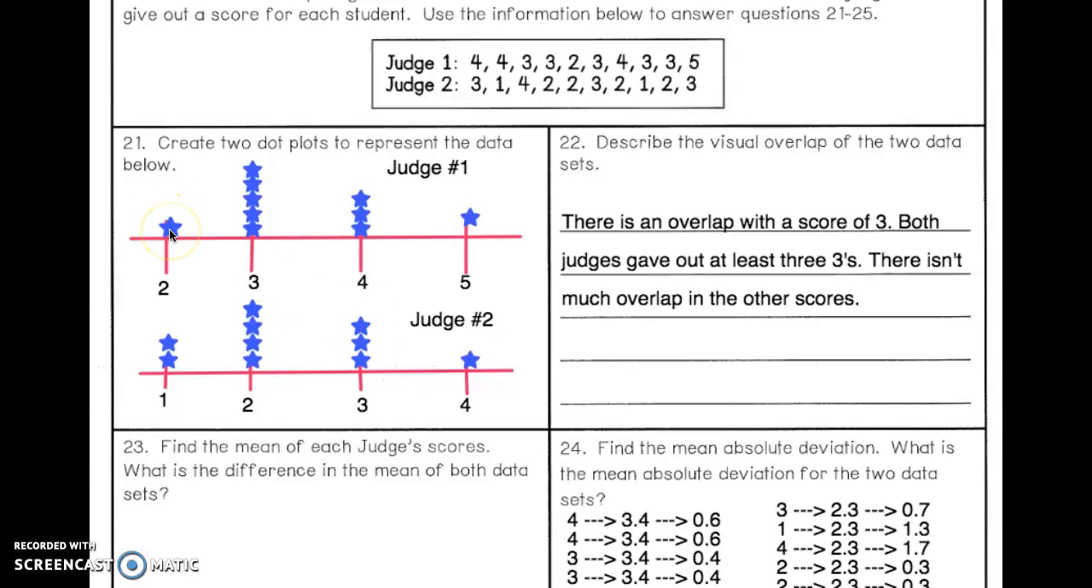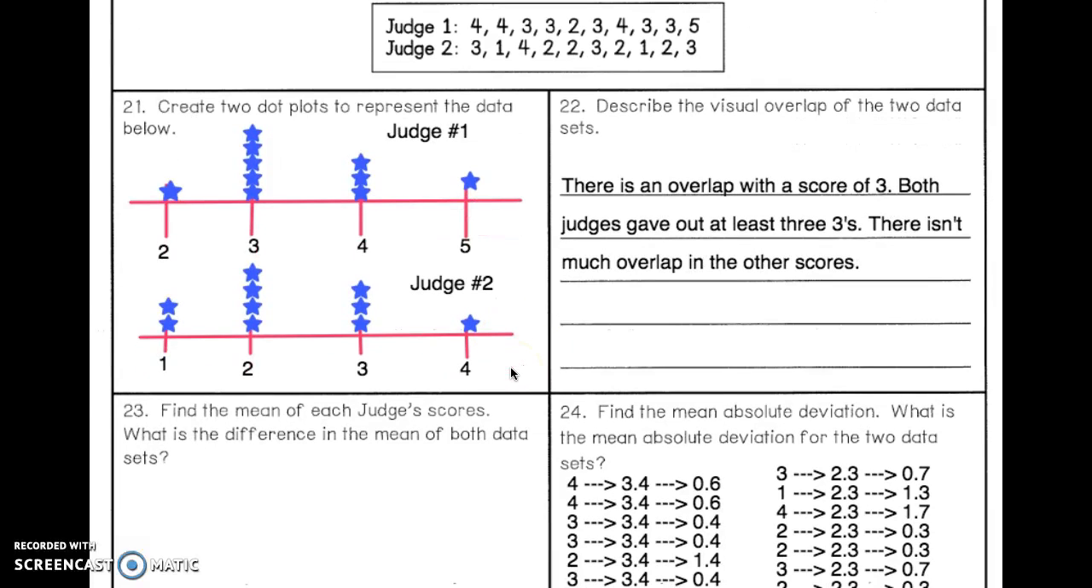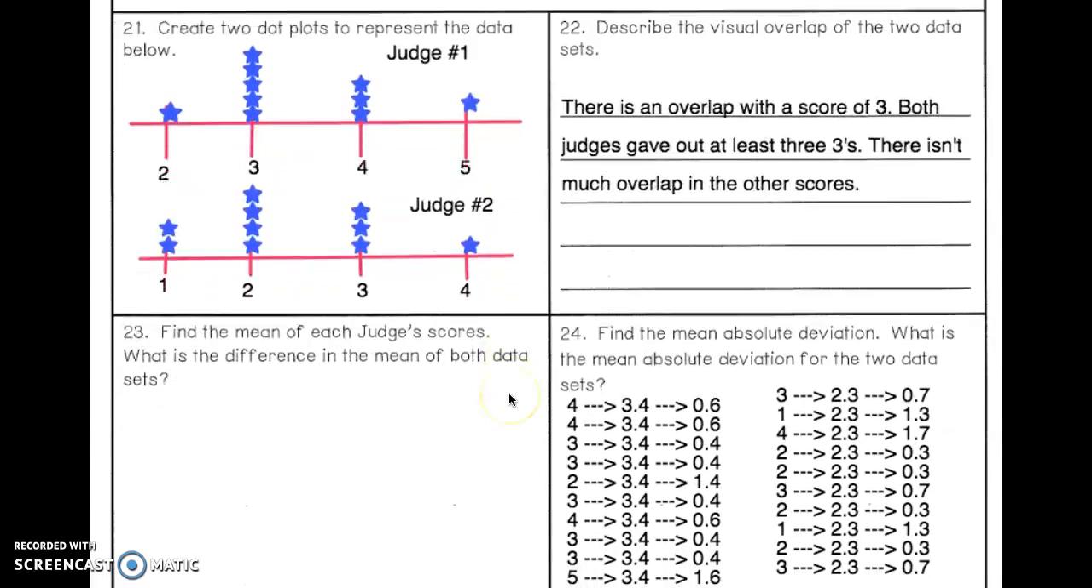Not much overlap here. This judge only gave out 1 2 and 4 2s for Judge 2. No overlap here because Judge 1 didn't give out any 1s. Judge 1 gave out 3 4s. Judge 2 only gave out 1. And then Judge 1 gave out 1 5, and then no overlap because Judge 2 gave out no 5s. So really the only one that overlapped to any degree was the 3. There isn't much overlap in any of the other scores.